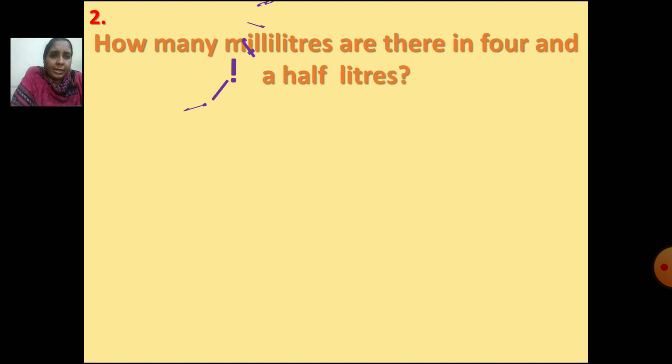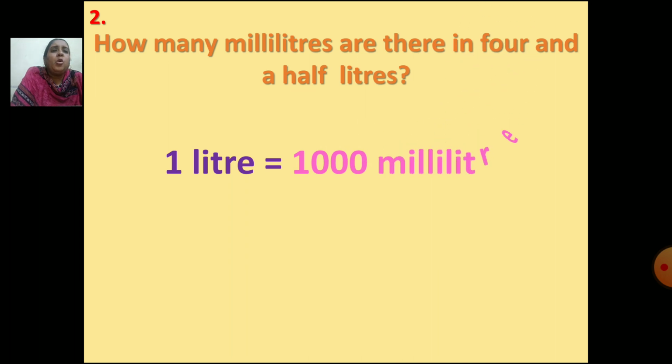1 liter is equal to 1000 milliliter. What is the first step? 1 liter is equal to 1000 milliliter. Okay. Now what is the question here? 4.5 liter. So first we will convert 4 liter into milliliter. So what will be your second step?